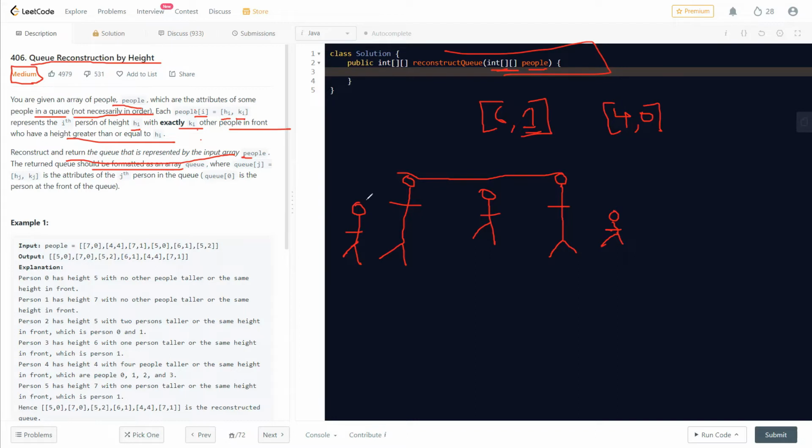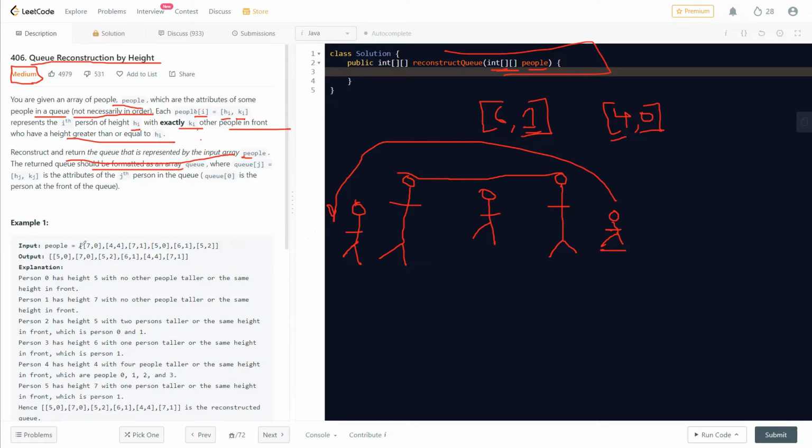So we need to reconstruct it in the manner that this person, who says he has a height of 4 and no other person greater than or equal to his height is standing before him, we need to take out and place at the initial position, because the other people have a height greater than 4. We can understand by the diagram, right? That's the kind of reconstruction we need to do over here.